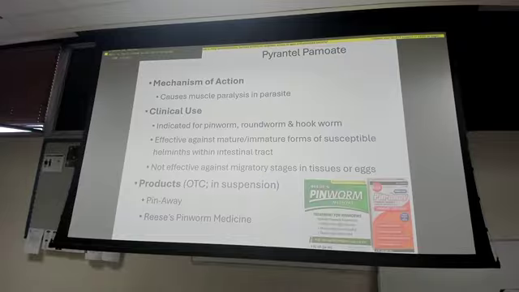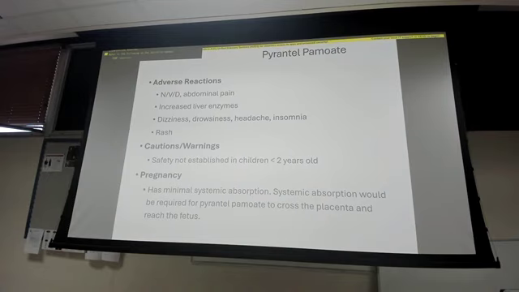So it's just like candy, right? The adverse effects that you should worry about are just GI pain, so nausea, vomiting, diarrhea, abdominal pain, and you can increase your liver enzymes. You can also have dizziness, drowsiness, headache, insomnia, or rash.